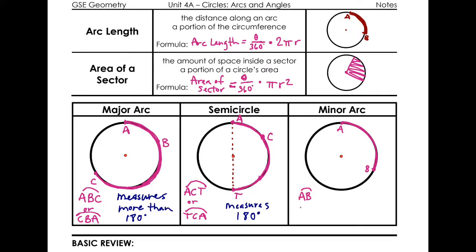So remember, you can also name it going the other direction. We can also name it B to A. But remember to put the arc over it. That's how we know it's not talking about a line. It's not talking about a line segment.